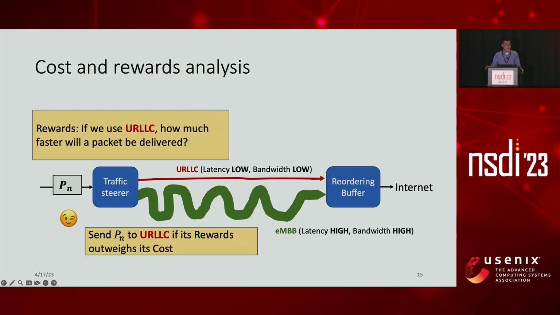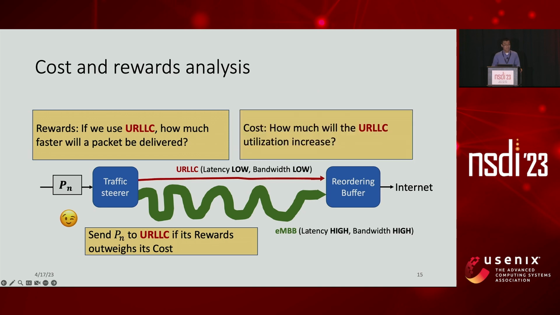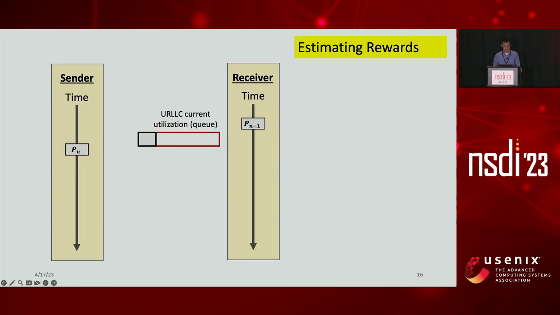The next question is, how do we define rewards and costs? The reward is defined with a simple question: if we use URLLC, how much faster will a packet be delivered? And for the cost: how much will the URLLC utilization increase if we use URLLC to deliver that packet?